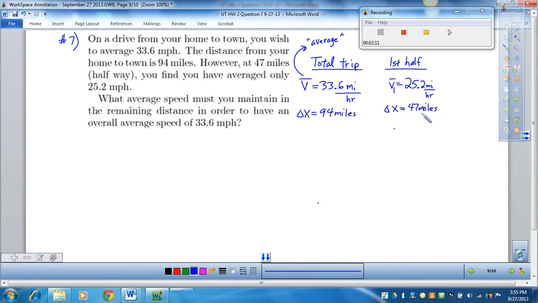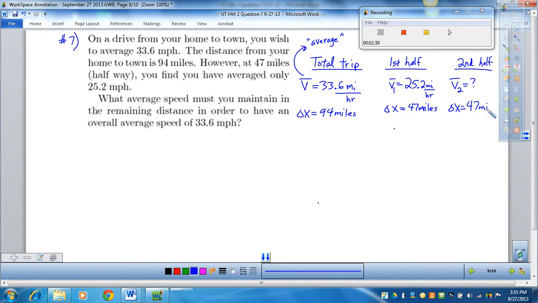They want to know what average speed you must maintain in the remaining distance in order to have an overall average speed of 33.6 miles per hour. So they're asking for details about this second half. What does my v average have to be in that second half? I know how far it is in that second half. It's got to be another 47 miles. But what's my average speed got to be?